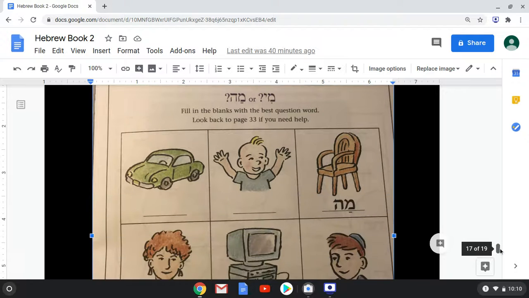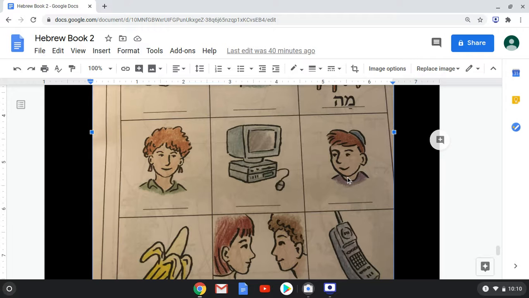Okay, so we have chair. Would I say ma, what is this? I would say ma. We have a little toddler. Would I say ma, what is, or would I say me, who is? Let's say me. Car. I'd say ma. We go down again. We have a little boy. We would say me, who is this? With a very old style computer, we might today all of us say, ma, what is that? With the woman, we would say, me, who is this? With the old 90s cell phone, we might say, ma, what is this? Okay, and you can do the rest.